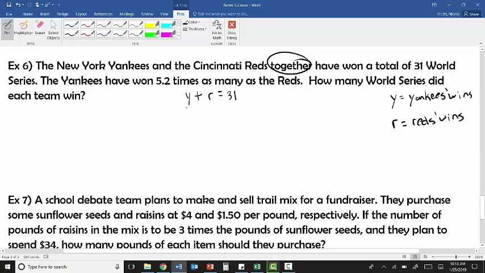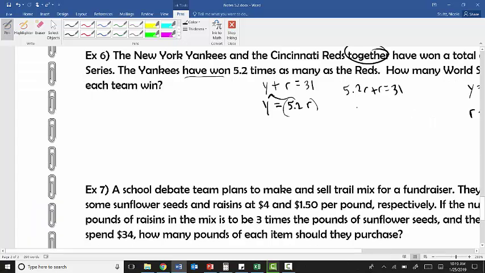It says the Yankees. So again, we're using Y for Yankees. "Have won" means their wins equal up to 5.2 times however many the Reds won. So we have to use R for that. So really, this is a pretty easy substitution problem because I already isolated Y for you. So you can just substitute this in for Y up top. So we have 5.2R plus R equals 31.